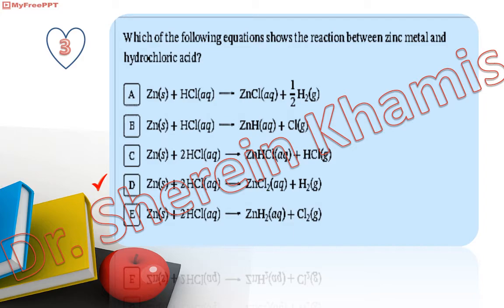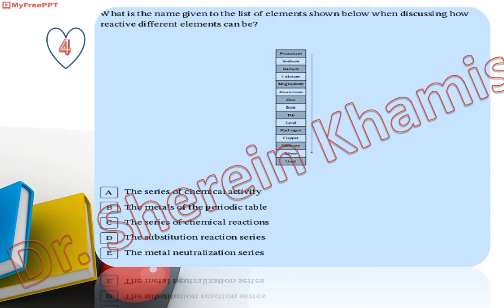Let's go to question 4. Question 4 says, what is the name given to the list of elements shown below when discussing how reactive different elements can be? Okay, we have here a series of order for the elements. We have only metals arranged in descending order according to their chemical activity.